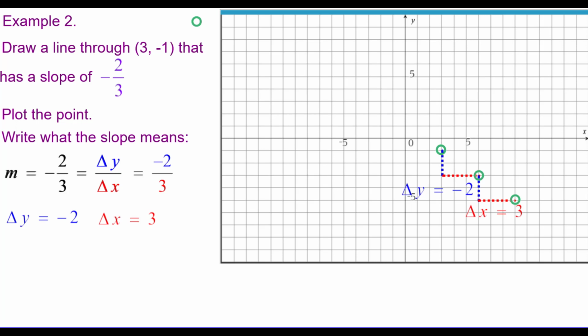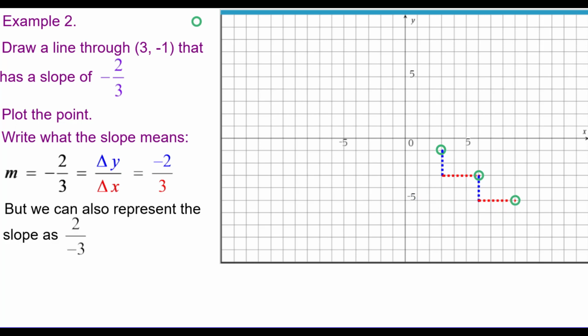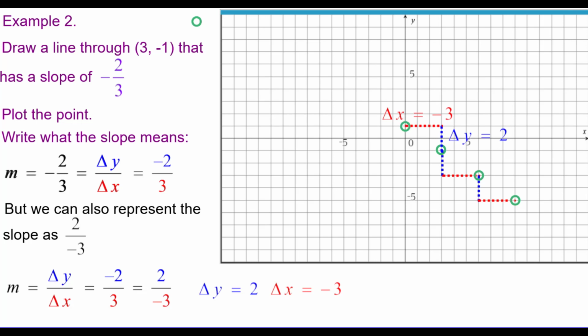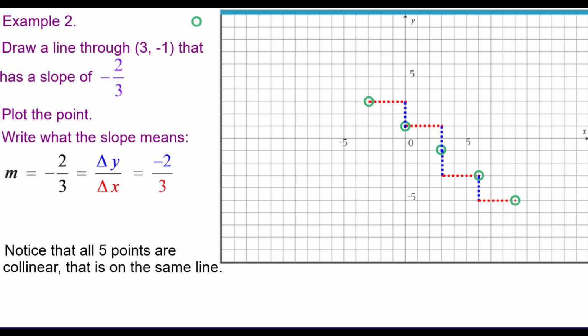Really, that's enough, but it's a good idea to know a couple other ways to get other points. So I can also represent negative 2/3 as positive 2 over negative 3. And so those are equivalent forms. And here we'll use the change in y as positive 2, while the change in x is negative 3. So starting at our original point again, we will go up 2, left 3 to get another point, up 2, left 3 to get the fifth point. And notice that all points are on the same line. They're all collinear. So we'll go ahead and connect the points into the line that has slope negative 2/3 through 3, -1.